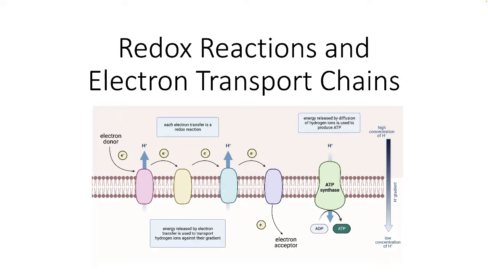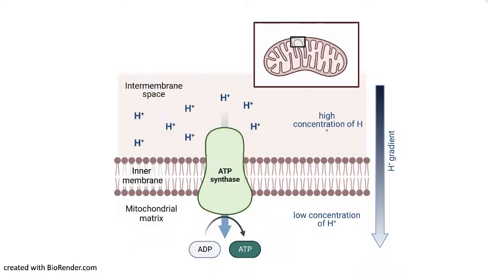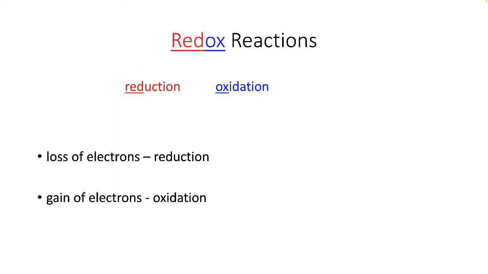In this video, we will discuss redox reactions and the electron transport chain. We've already talked about the fact that ATP is produced, at least the bulk of it is, by coupling the energy released by the exergonic process of diffusion of hydrogen ions to the endergonic process of building ATP. Now we're going to start discussing how we maintain the gradient of hydrogen ions across a membrane. To do that, first, we need to discuss redox reactions.